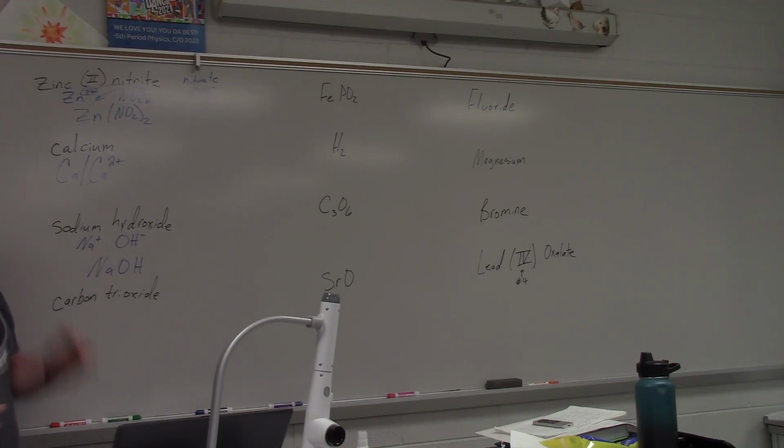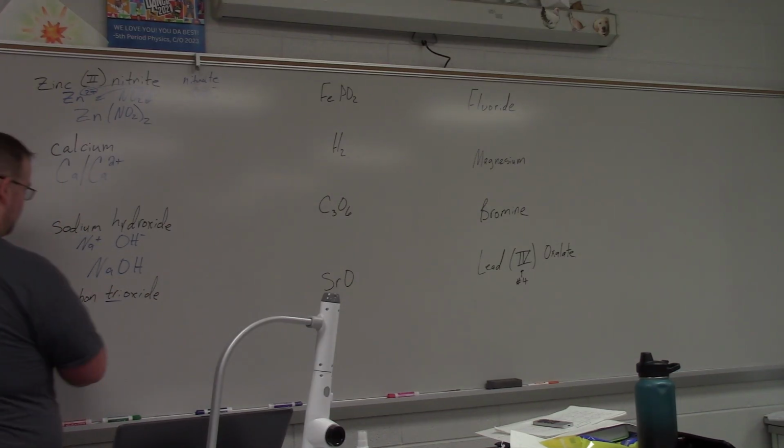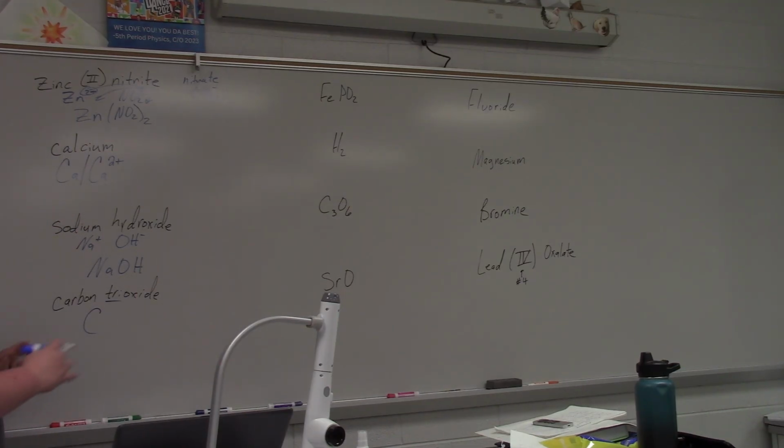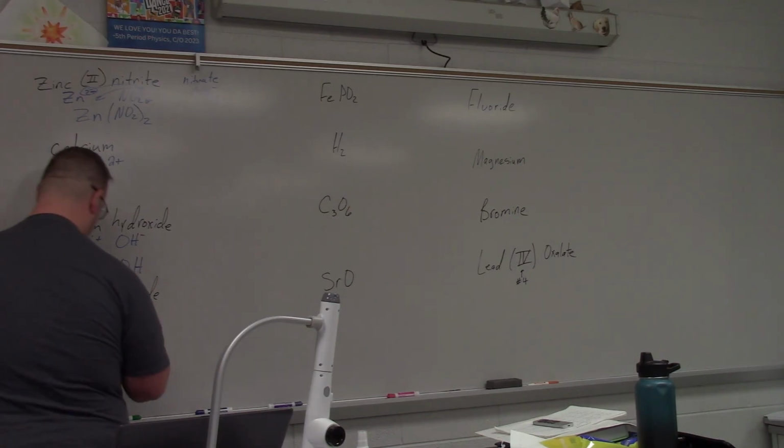Carbon trioxide. So here's the thing, you come from the word, you get the tri, so tri. It's spelled out for me in prefixes, so there's nothing with the first one, which means it's just one, because the first one never gets mono. And then oxide is O.